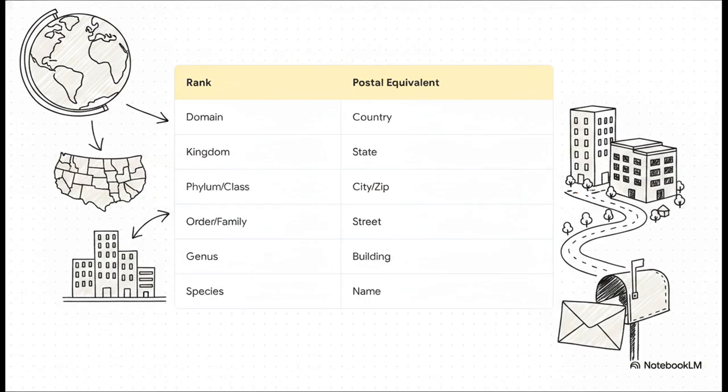Think of the domain as the country of destination. Then you drill down sequentially, right? Kingdom is the state, phylum and class act as the city and zip code, order and family are the neighborhood and street, genus represents the specific apartment building block, and the species rank, well, that's the exact individual name written on the envelope inside that specific mailbox.